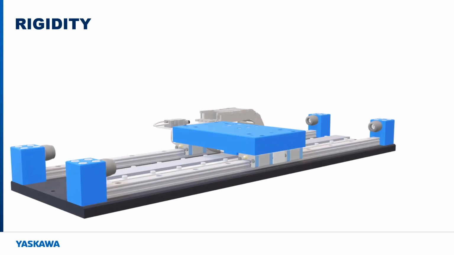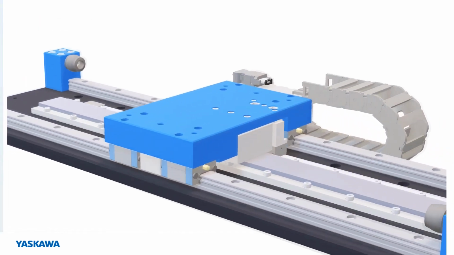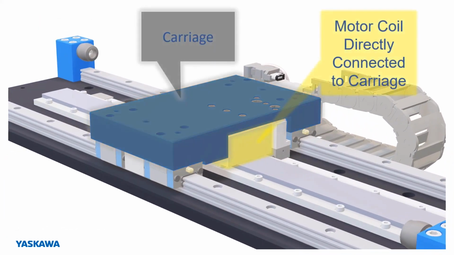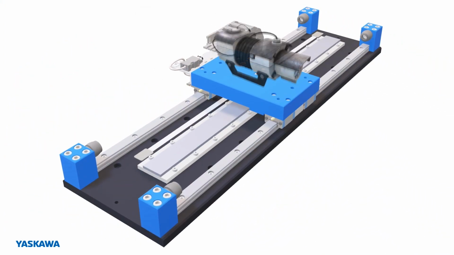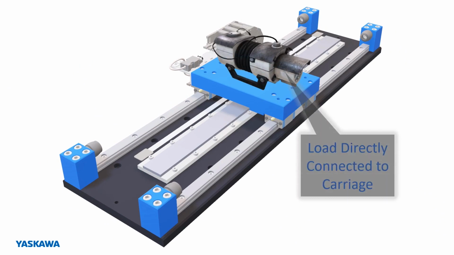But the most rigid of all these actuator technologies is the linear motor. There is no coupling or mechanical linkage to deflect. The load is connected directly to the motor through the carriage. If there are any frequencies of oscillation, they will come from the load itself and not from the mechanical system.